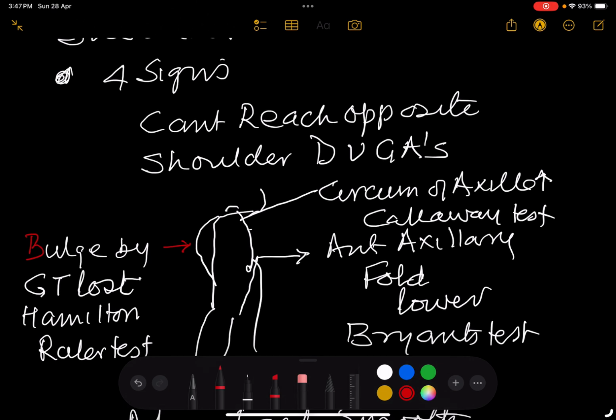The person cannot reach the opposite shoulder, that is the Dugas sign. The bulge produced by the greater tuberosity is lost, so that you can touch the acromion and the lateral epicondyle by the same ruler. This is called the Hamilton ruler test. The circumference of the axilla is increased, that is called the Callaway test, and the anterior axillary fold is lower and the axilla is deeper, that is called the Bryant's test.